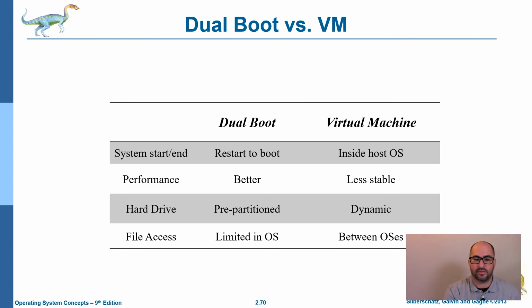With dual boot, you have to pre-partition your hard drive for each operating system, whereas in a virtual machine, you may grow or shrink that disk when you need it. And with dual booting, file access is more restricted, though you may be able to share partitions across operating systems, but typically you don't because you don't want them to mess things up. And within a virtual machine, there are device drivers for network drives to share files between those guests and the operating system itself.